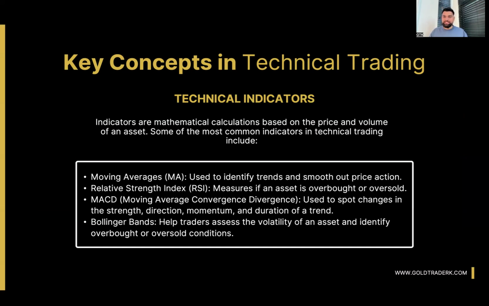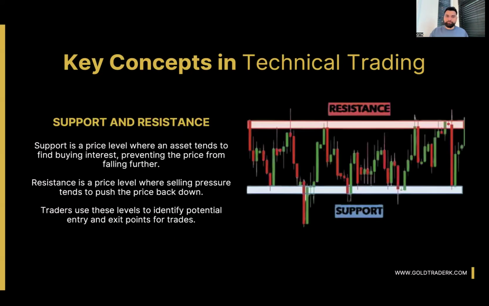Technical indicators. Indicators are mathematical calculations based on the price and the volume of an asset. Some of the most common indicators in technical trading include moving averages, used to identify trends and smooth out price action. Relative Strength Index (RSI) measures if an asset is overbought or oversold. MACD, which is also called moving average convergence divergence, is used to spot changes in the strength, direction, momentum, and duration of a trend. Bollinger Bands help traders assess the volatility of assets and identify overbought or oversold conditions, and many more indicators. But these are the ones which are widely used by a lot of beginners.